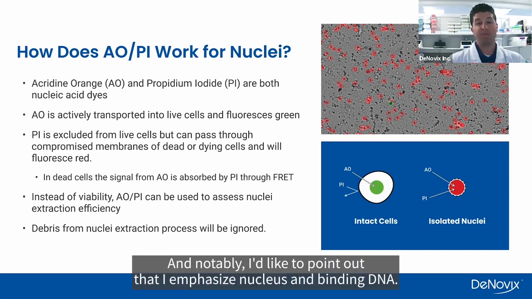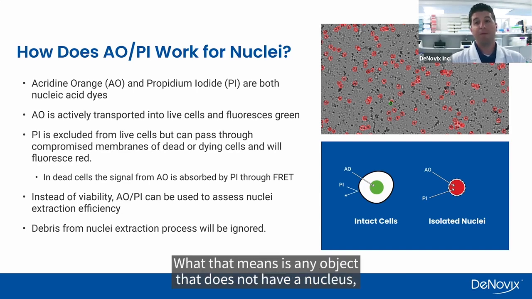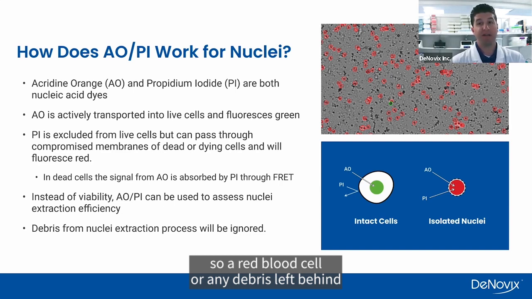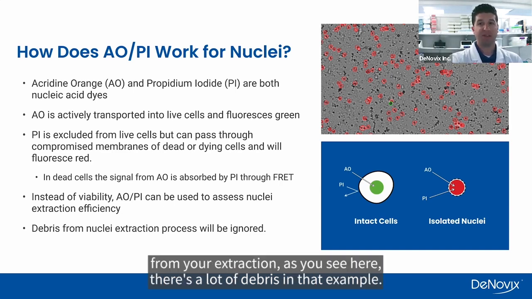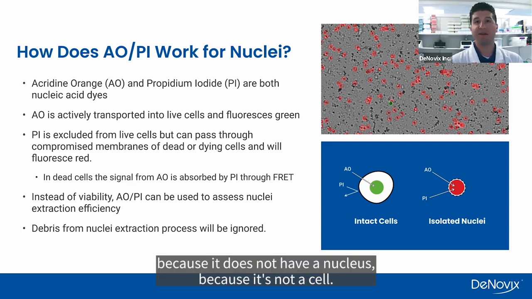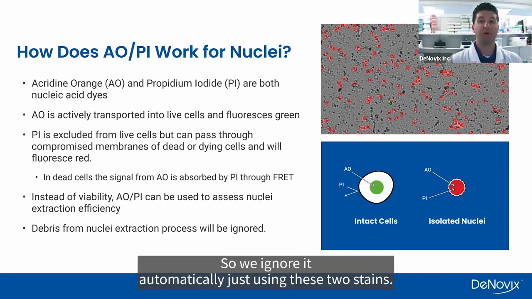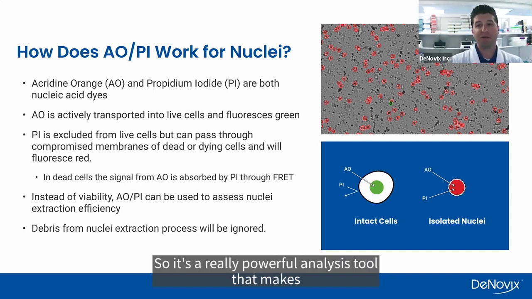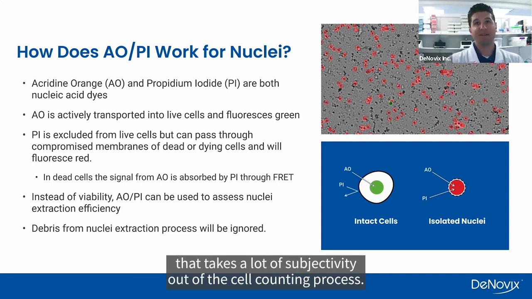And notably, I'd like to point out that I've emphasized nucleus and binding DNA. What that means is any object that does not have a nucleus, so a red blood cell or any debris left behind from your extraction, as you see here, there's a lot of debris in that example image, none of it is fluorescent because it does not have a nucleus because it's not a cell. So we ignore it automatically just using these two stains. So it's a really powerful analysis tool that takes a lot of subjectivity out of the cell counting process.